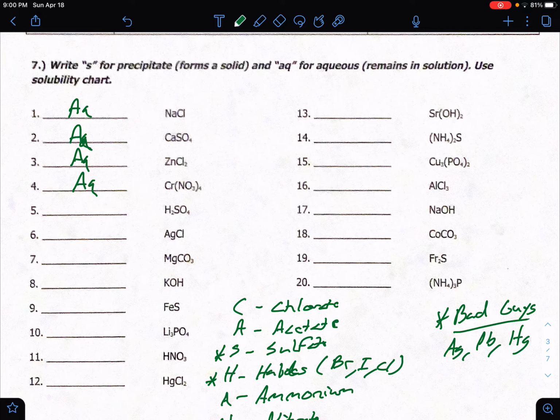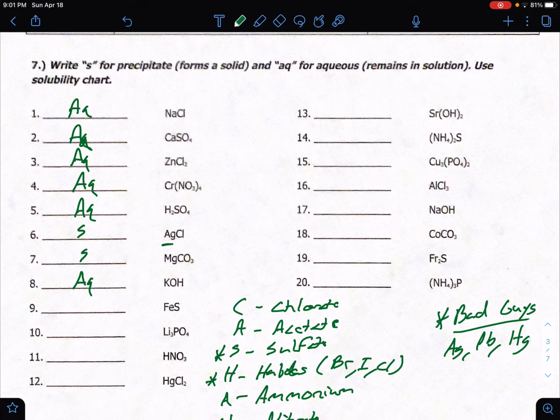Hydrogen is on my list. Sulfate's on my list, so this is aqueous as well, so we're bound to find one here in a second. Ag, so watch out, this is a bad guy, and it's attached to a chloride, so that means chlorine, which is a halide, so this is now a solid. Magnesium is in group 2, so that's not on my list, and carbonate's not on my list either, so this is solid. KOH: potassium is in group 1, hydroxide is not on my list, but since potassium's there, this is going to be aqueous.